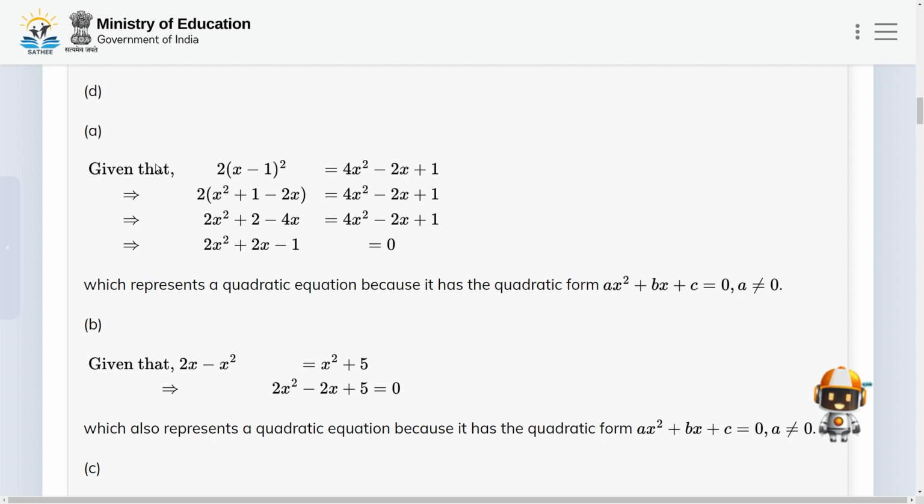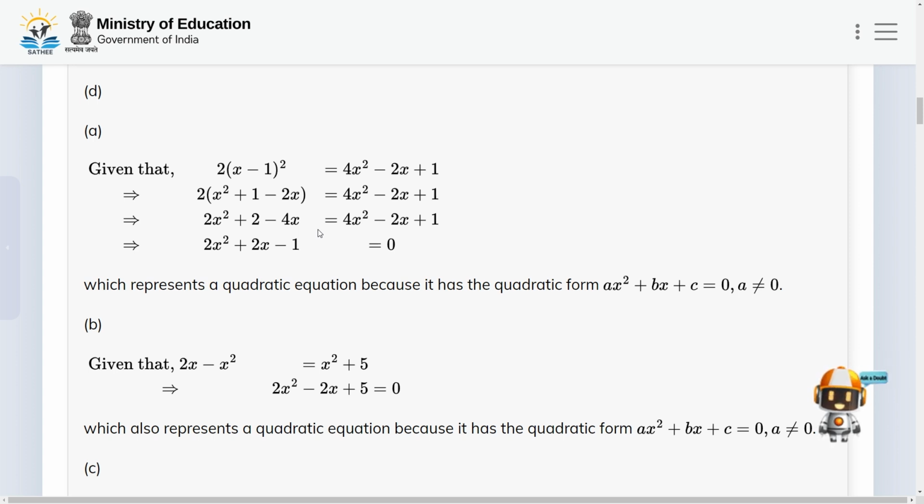In option A, 2(x − 1)² = 4x² − 2x + 1. This implies 2(x² + 1 − 2x) = 4x² − 2x + 1, which implies 2x² + 2 − 4x = 4x² − 2x + 1, and this implies 2x² + 2x − 1 = 0. This equation represents a quadratic equation because it is of the form ax² + bx + c = 0, where a does not equal 0.